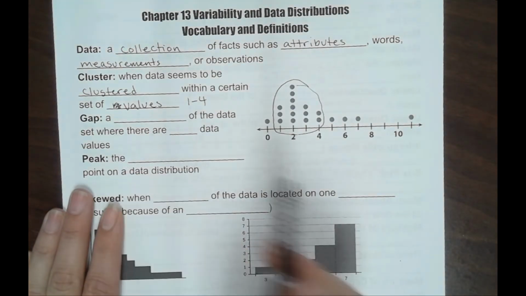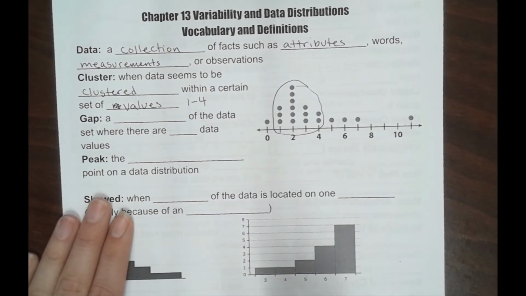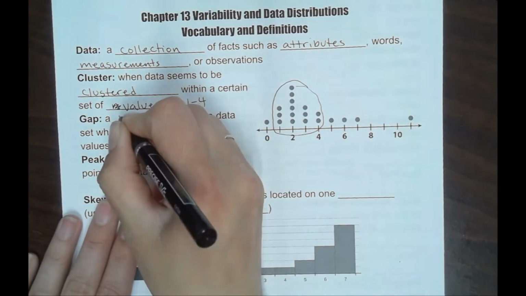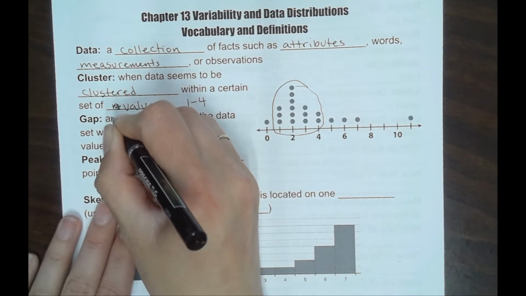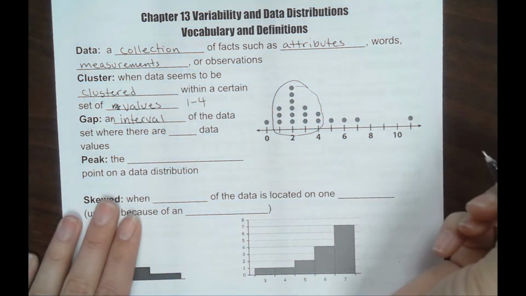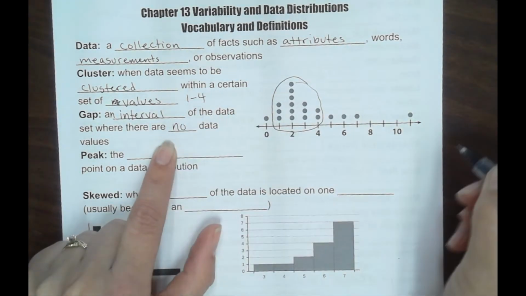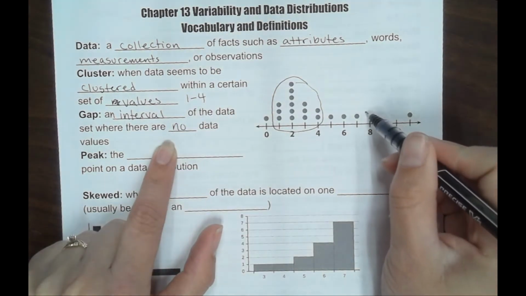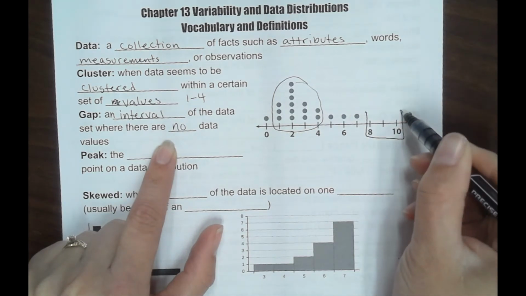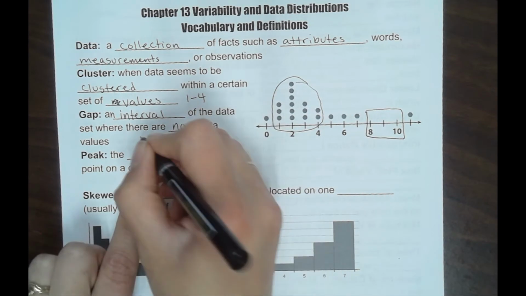Okay, a gap is an interval of the data set where there are no data values. So looking at that, between 8 and 10 is considered a gap here. There's no data from 8 to 10.